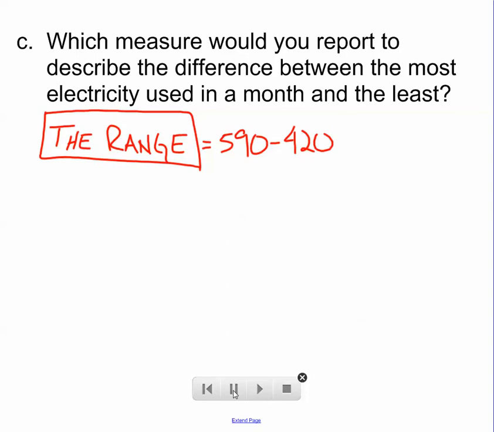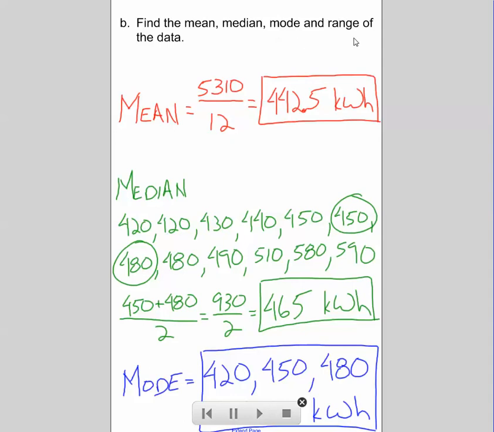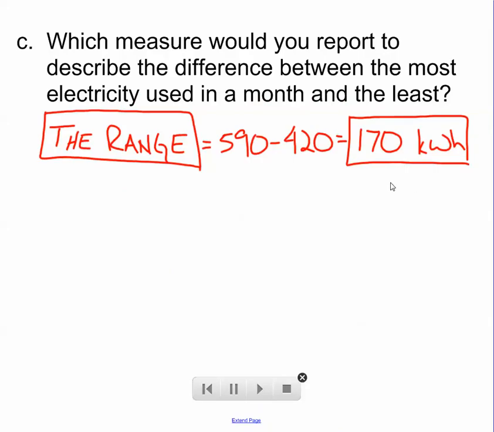Which is the biggest number minus the smallest number. So there's a difference of 170 kilowatt hours between the most used in a month and the least used in a month. We were actually asked to find the range on example B, by the way, and we didn't do it. But now we have. So there's the range.